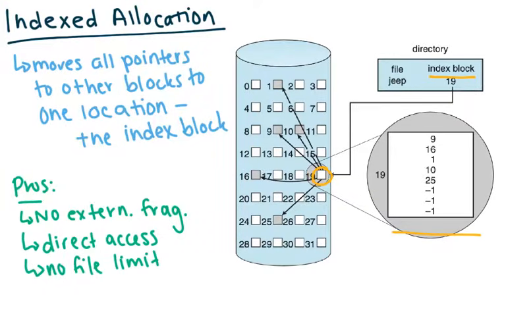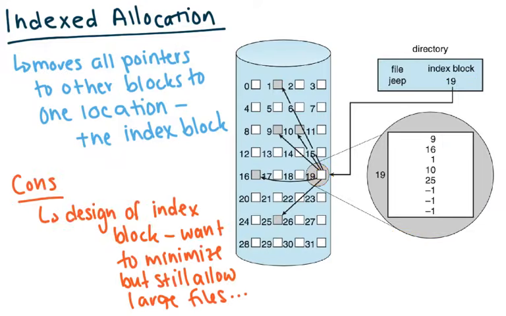So some pros, no internal fragmentation. Again, we have direct access, which is nice, right? We have a list of everywhere all of our file is. And we have no file limit, right? We can add more and more entries to this index file as we see fit. The only limitation that we will find, but I'll talk about how we can mitigate this, is if we overrun the amount of entries that we can actually hold in each block. But we'll talk about how to fix that.